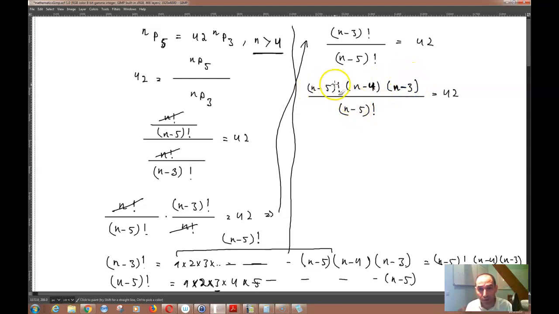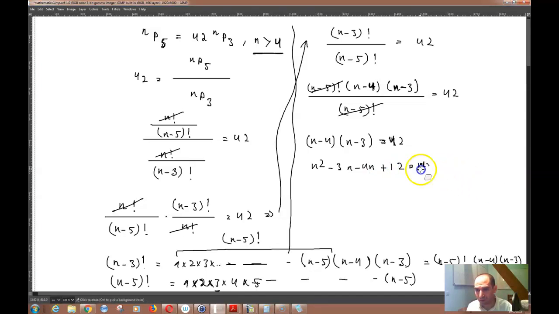So (n minus 5)! and (n minus 5)!, you could simplify, and then you would get (n minus 4) times (n minus 3) is equal to 42. And then you have basically this second degree equation that you can solve, meaning that you can write this as n squared minus 3n minus 4n plus 12 is equal to 42.